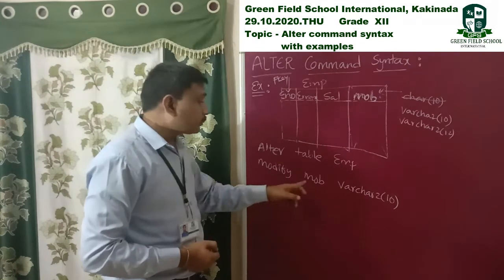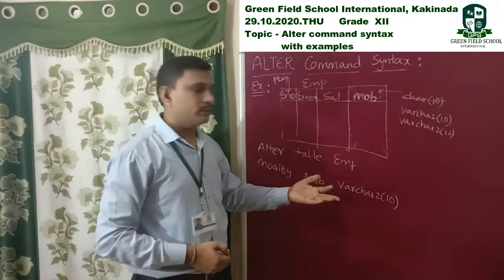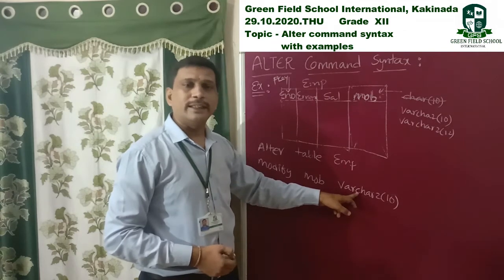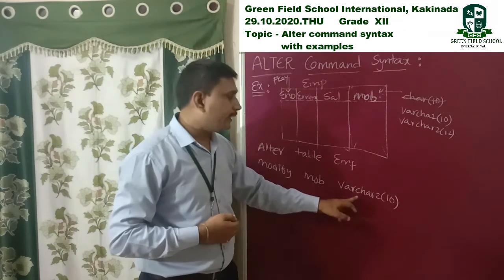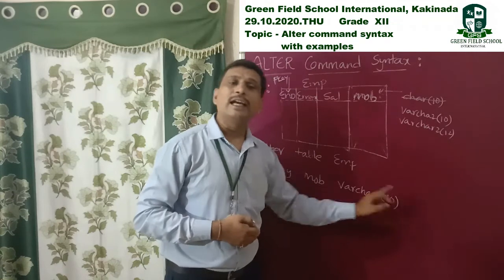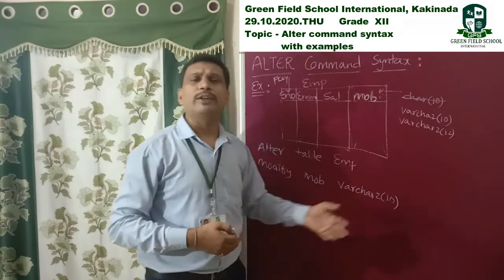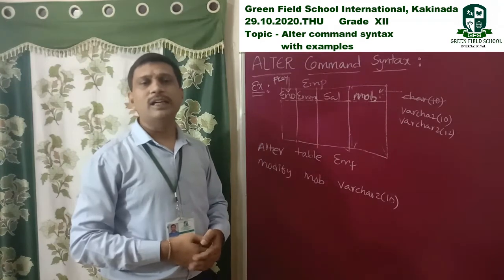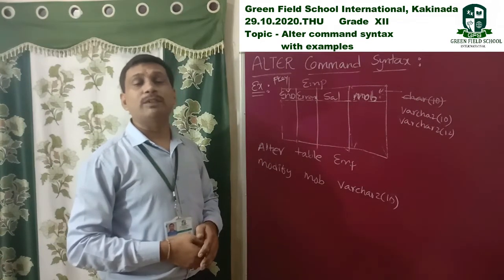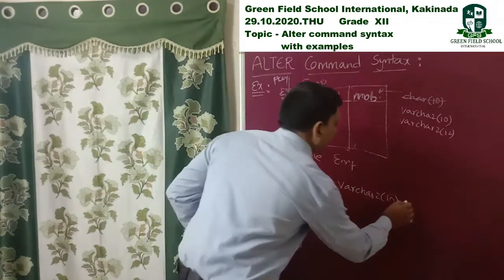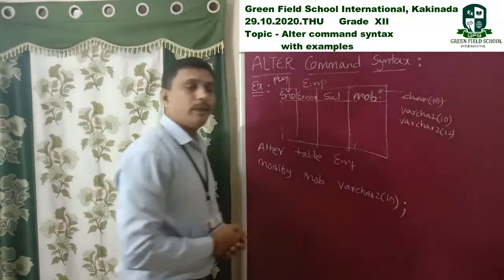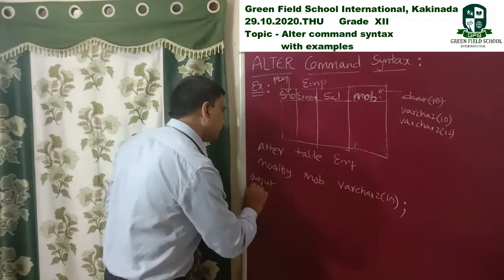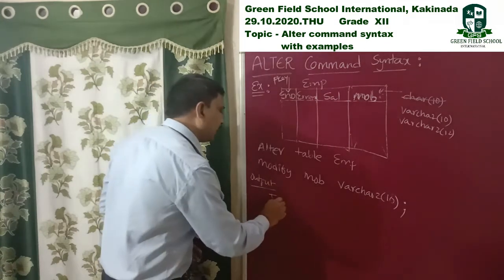So here I specify the new data type. Up to now we used character of 10. Then I want to change to either varchar2 of 10 or varchar2 of 12, whatever you are interested in. You can specify your size also, modifying the size of the particular column's data type. Then we specify a semicolon. Next, the output displayed is: table altered.